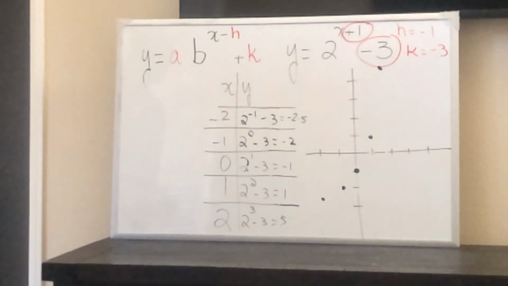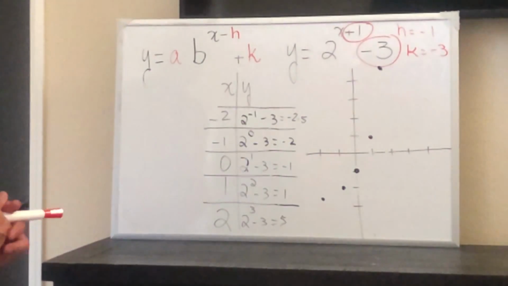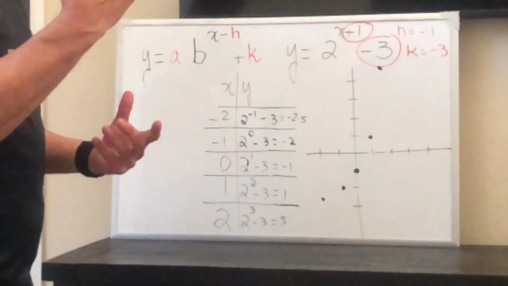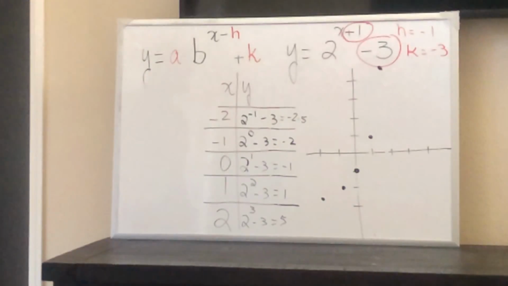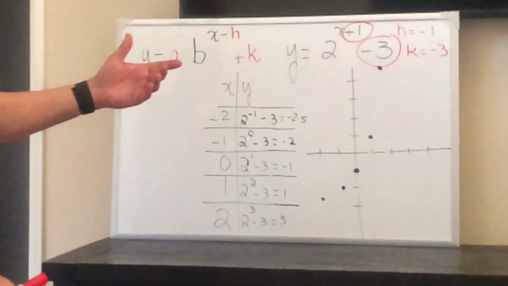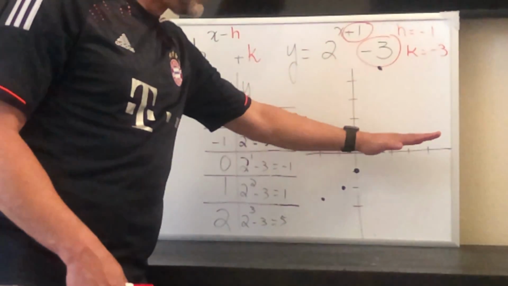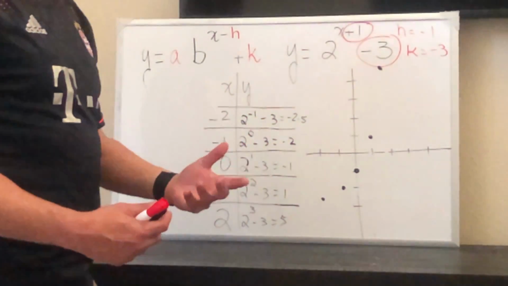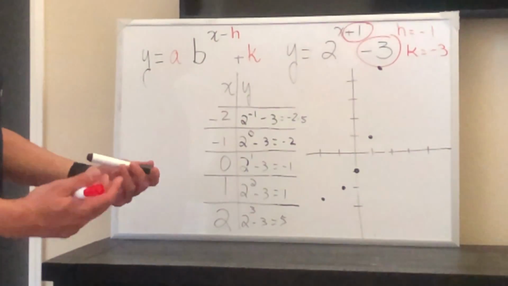Okay, so those are all the points I'm going to plot. But is there any other info that I can use to help me graph this and see a better picture? Well, yes. I do know that we have a shift of 3 units down. I do recall that the horizontal asymptote for the parent graph was the x-axis. If this is shifted 3 units down, now the horizontal asymptote is y equals negative 3.